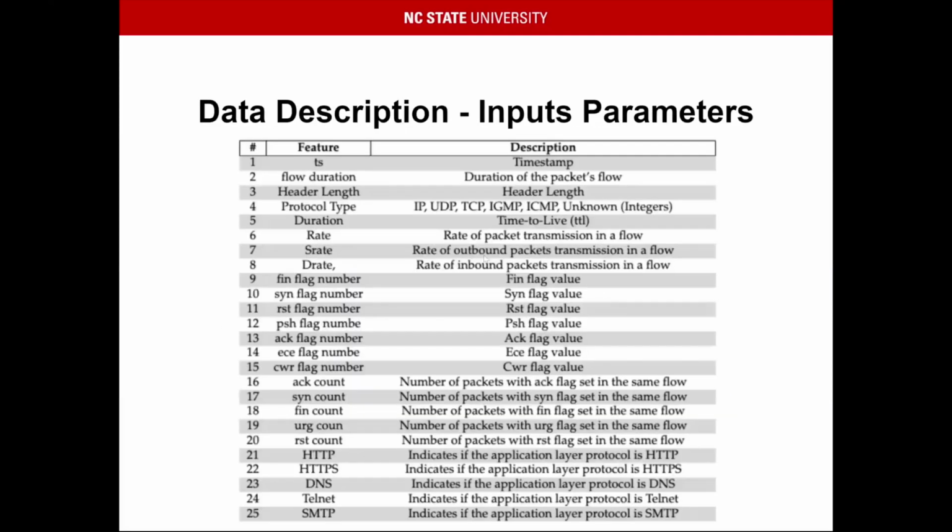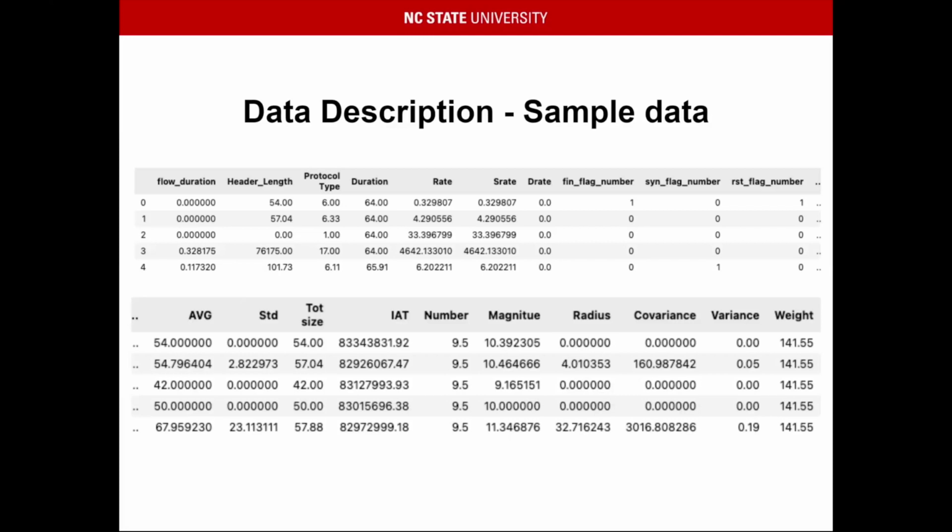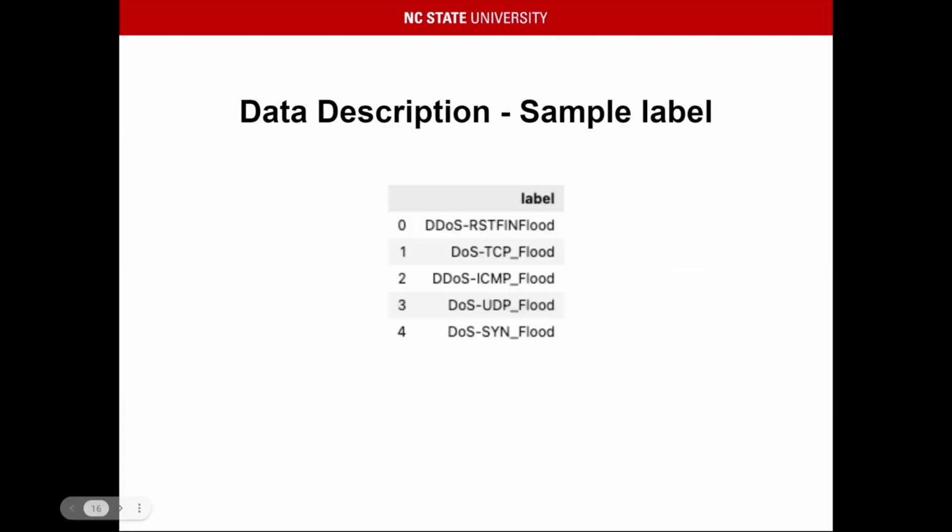So these are the input parameters. The main ones we have to be looking at here are from number 9 to 15, which are the TCP flags. And we can see at number 42, we have the number of packets in the flow. Denial of service attacks will have a fairly huge number of network packets. This is how the data looks, and these are the labels. So you can see that the labels are strings here. Then we convert them into integers and then to a one-hot encoding representation so that it can be passed into the model for training.